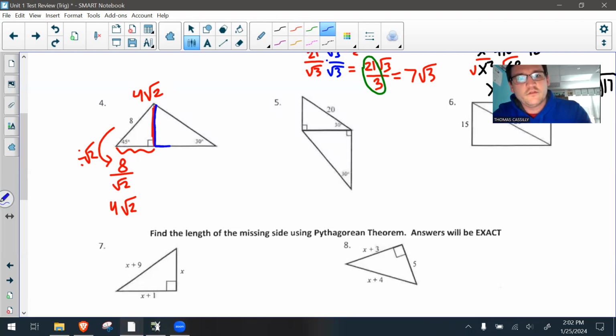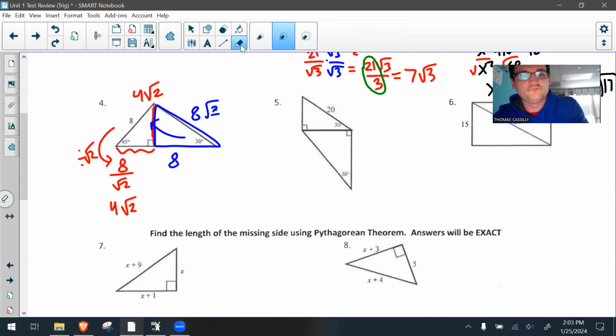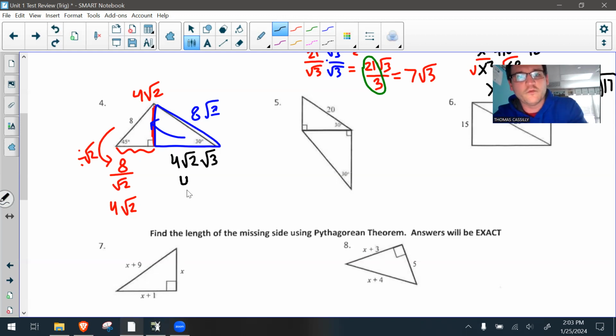So now let's just highlight this whole triangle here, this blue one. Now, that is across. So to go from the short side to the hypotenuse, just double it. So this hypotenuse here is 8 square root of 2. All right. And then the bottom part is going to be 8. No, it's not. The bottom part is going to be 4 square root of 2 times the square root of 3, which turns into 4 times the square root of 6.